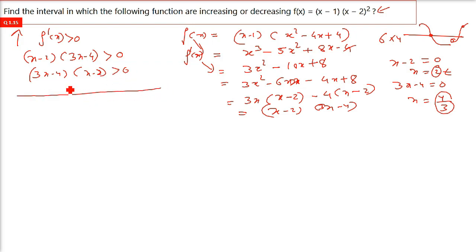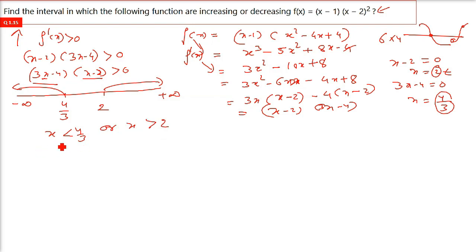Now put it on the number line. This is 4 by 3, it will be lower than 2. This is negative infinity, this is plus infinity. So when we have two factors, when we multiply, it has to be greater than 0. This means you will take these two outer areas, and this we have already established. So I'll write the answer directly. x should be less than 4 by 3, or actually it should be, x greater than 2.